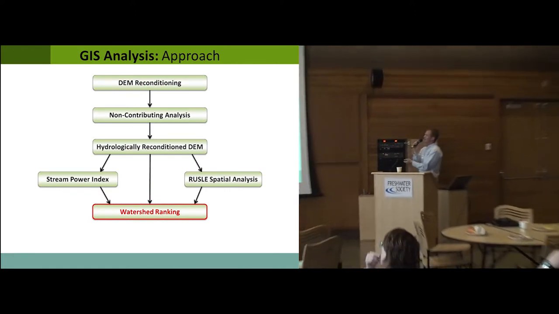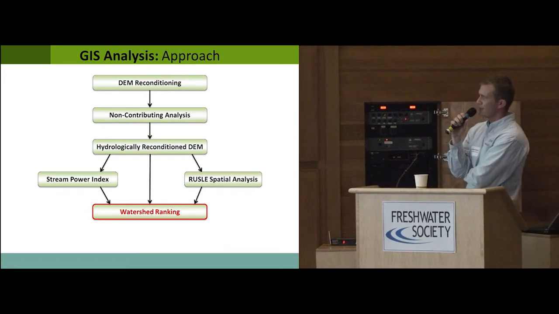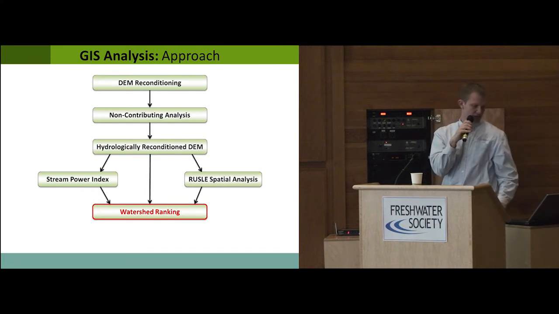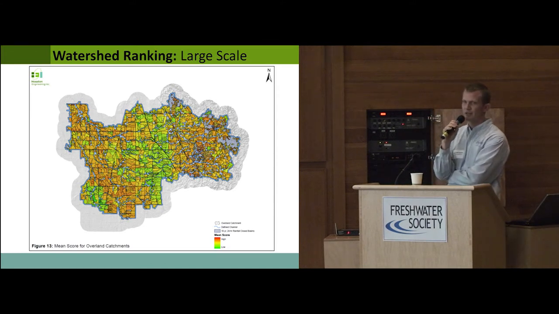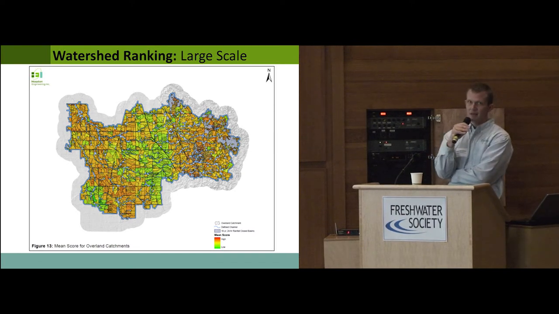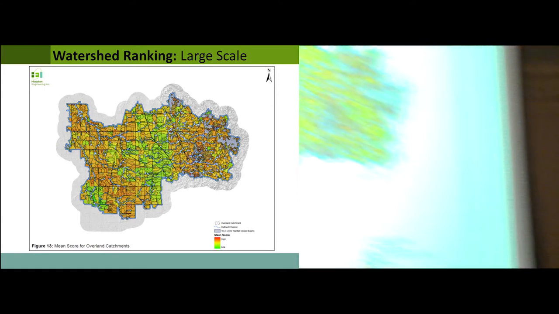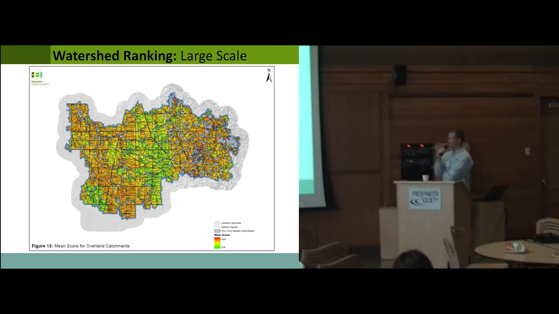So once we had these two analyses done, we took the results of those and combined them, similar to what the EBI had done. We looked at the stream power index and Russell in a comparative approach and ranked the values against each other. With Russell, for example, we did a percentile ranking of that data set, and with the stream power index we did a percentile ranking of that data set, and combined the two together on a 50-50 weight essentially.